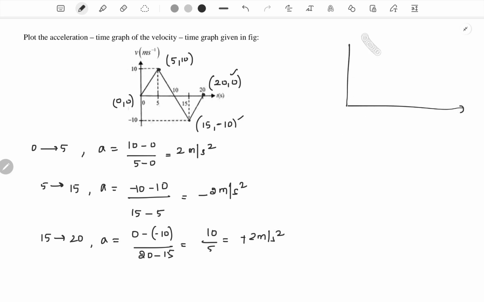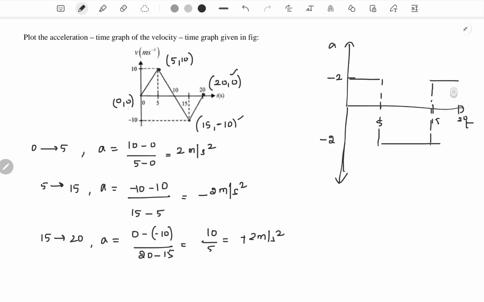Now let's plot the graph with intervals like this, up to 20. Between 0 to 5 acceleration is 2. Between 5 to 15, acceleration is going to be minus 2, and it's constant. Then from 15 to 20, acceleration is going to be constant and it's going to be plus 2. So this is what the graph is going to be.